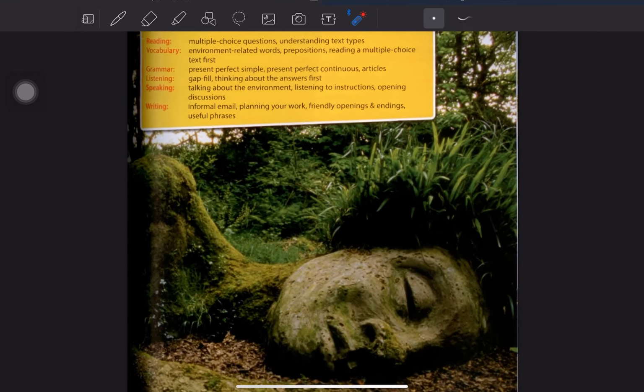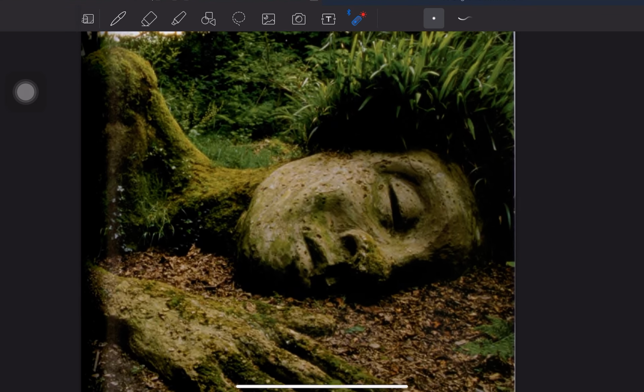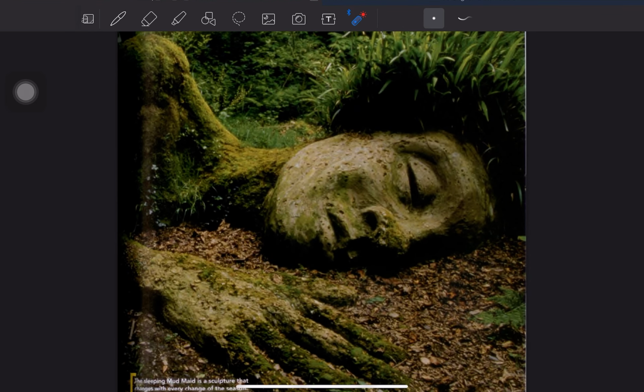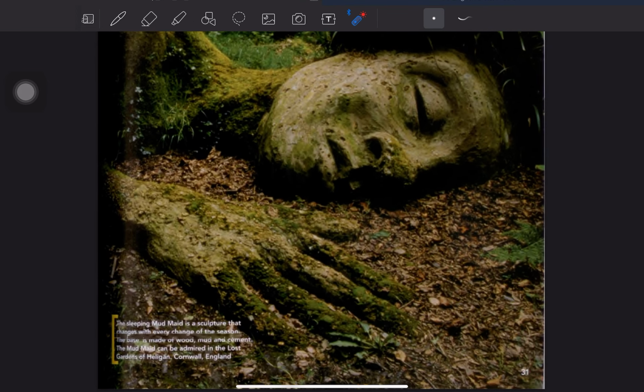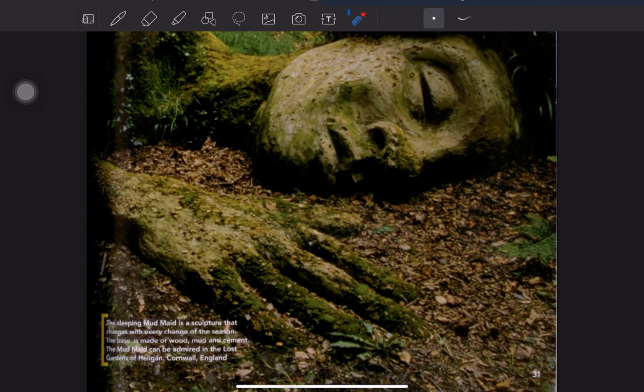Alright, so let's take a look at the picture. What do you see? I think I see like a half face of a woman. Her fingers, her hand, the shoulders. This one looks like the grass here. Looks like her hair. This one, closed eyes.